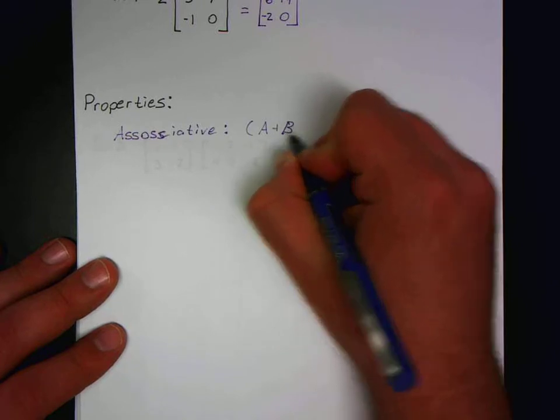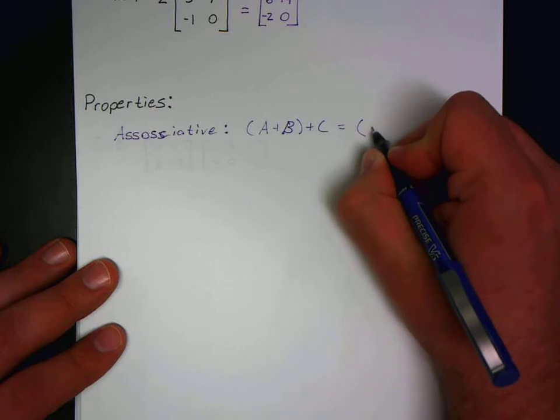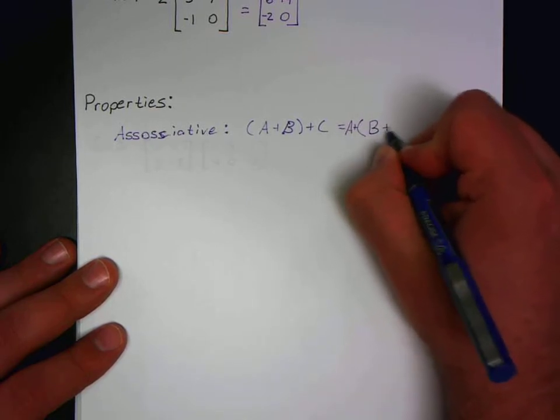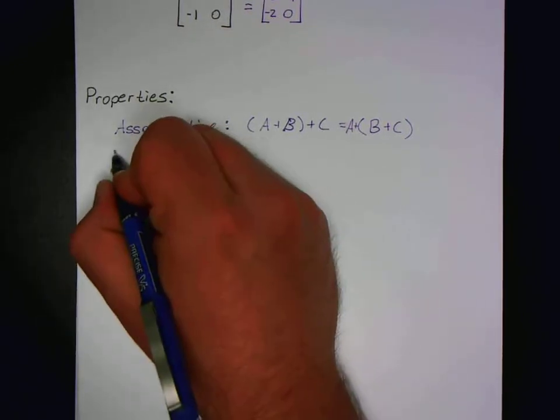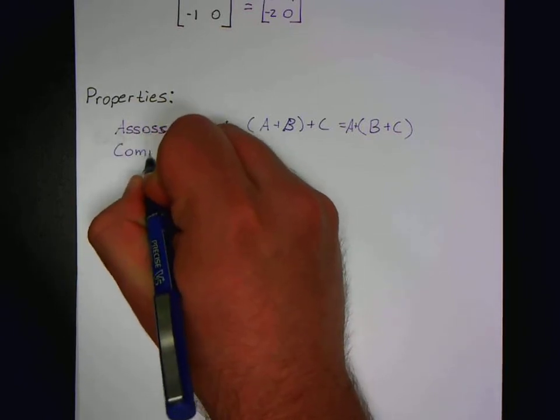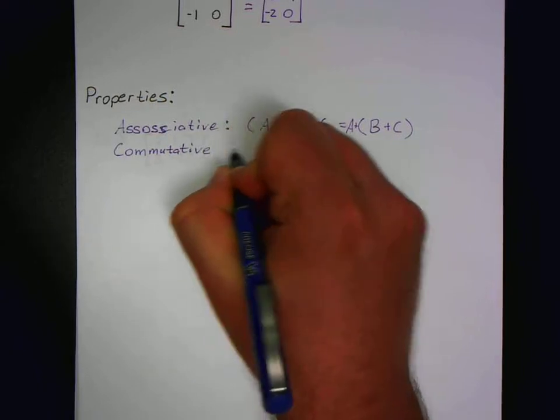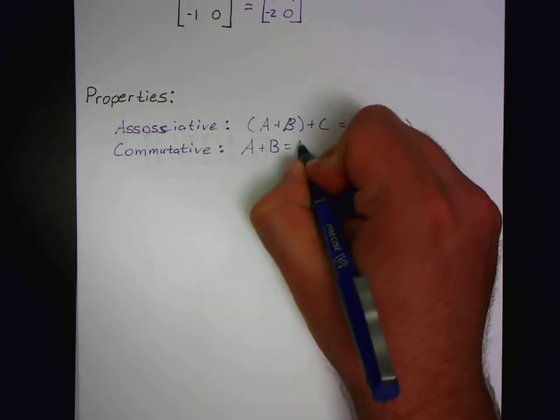So if I take 2 matrices and add them together with a third out here, I can move the parentheses around and add the second 2 first. And I still get the same answer. My commutative rule works. So A plus B is still the same thing as B plus A.